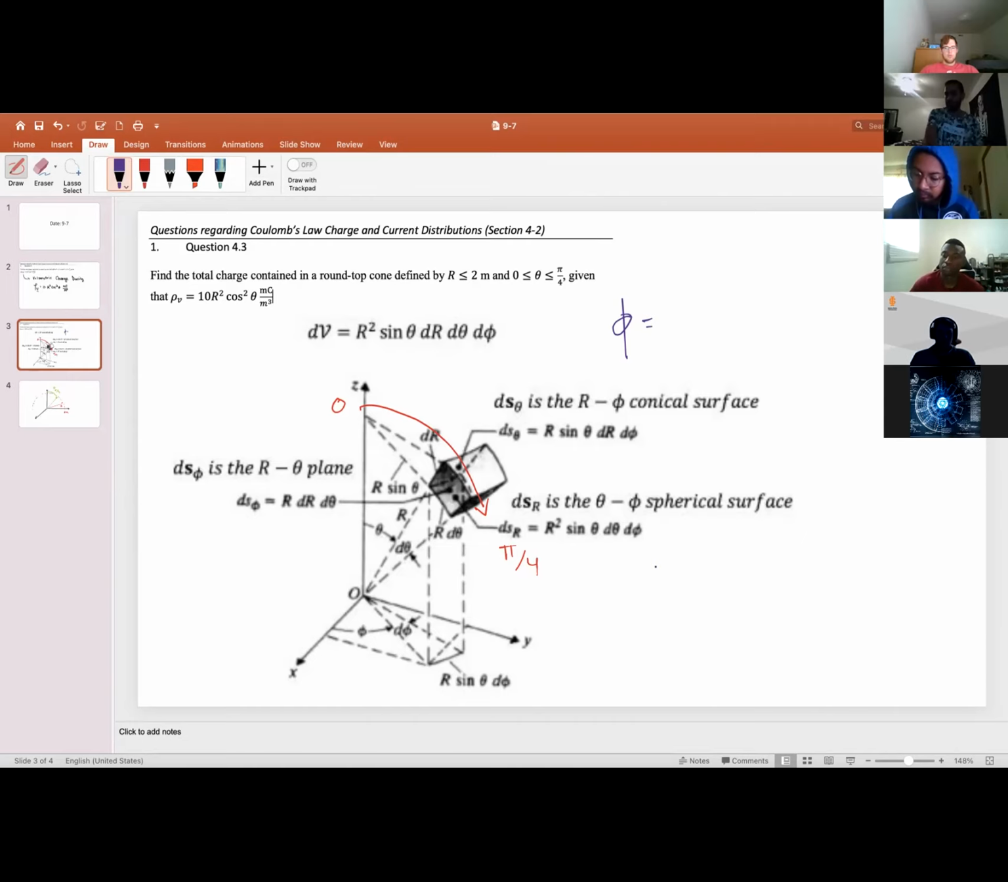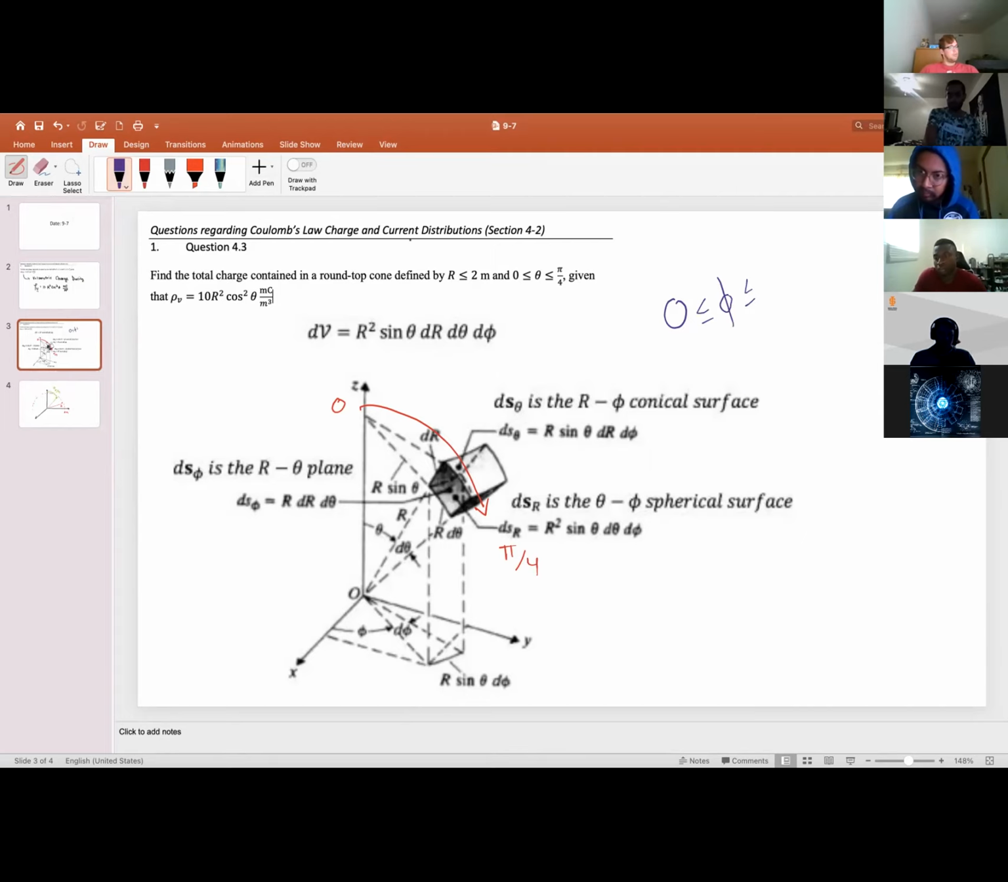Would it be 0? So it's going to be a set of angles, and you're correct, it will start at 0. We could even write it as 0 to phi. And what would be the upper limit? What would be the set of angles?